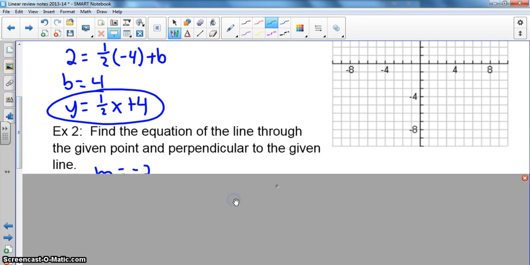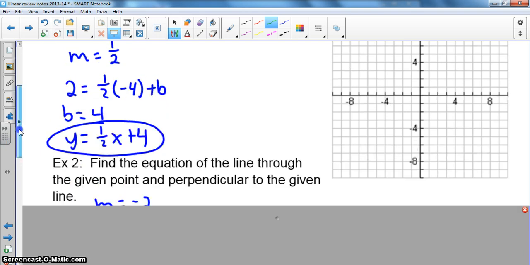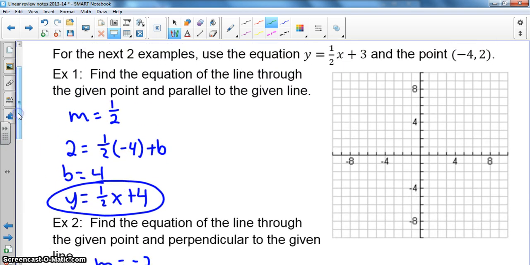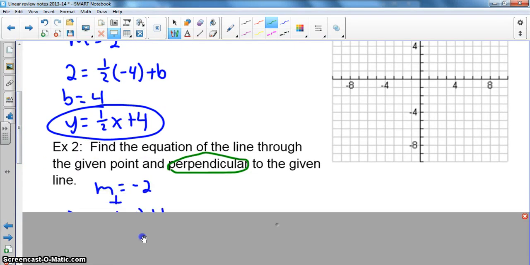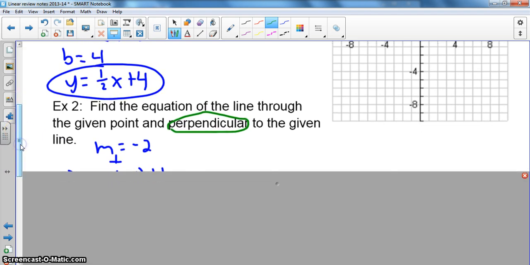Okay, so now we have the same equation and same point to start out with, the 1/2 x plus 3, and the same point, negative 4, 2. Now we want it to be perpendicular. So our slope up here is 1/2. Again, perpendicular slopes are negative reciprocals. So we have to switch the sign and flip the fraction. So that means our slope is going to be negative 2. Our perpendicular slope is negative 2. You can put it over 1 if you'd like.